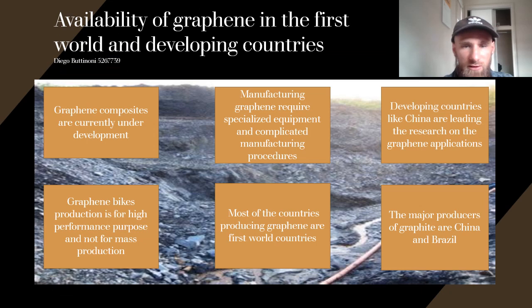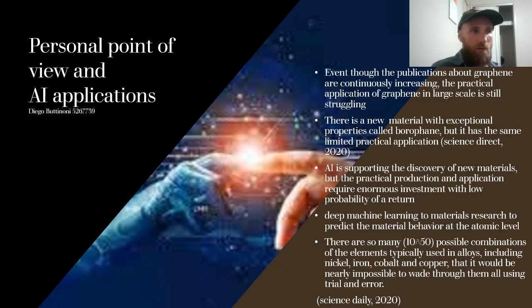Graphene composites are currently under development, and they are not made for mass production. For this reason, they are mainly produced in first world countries, but at this moment, some developing countries, for example China, are leading the research on graphene application. Even though there are many publications and research about graphene, there is still limited practical use.